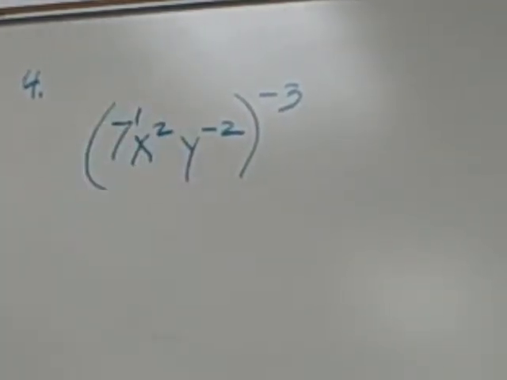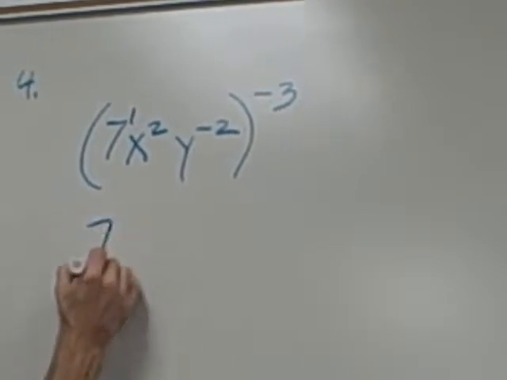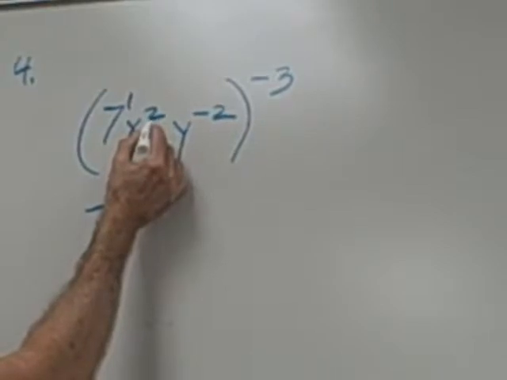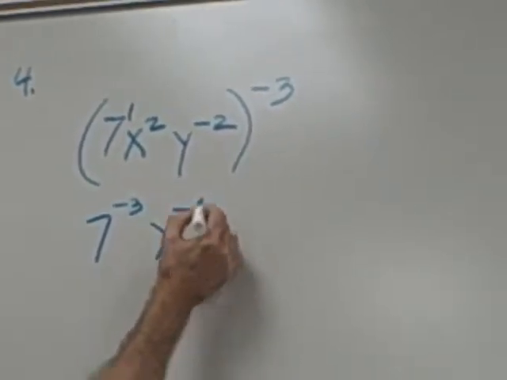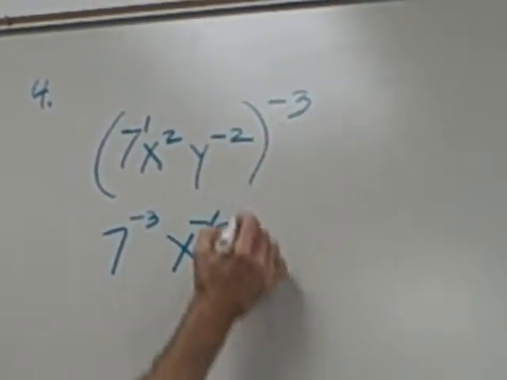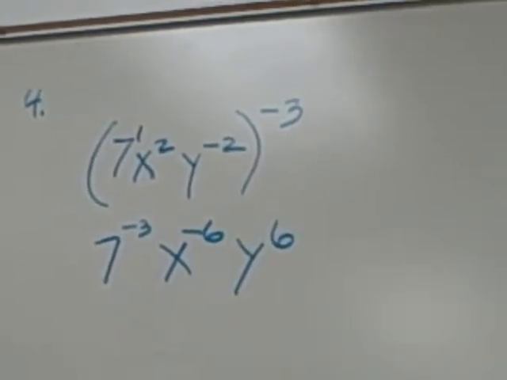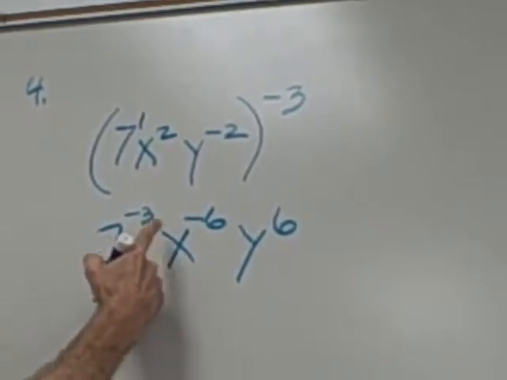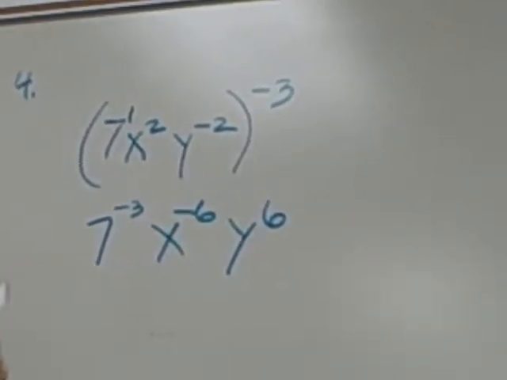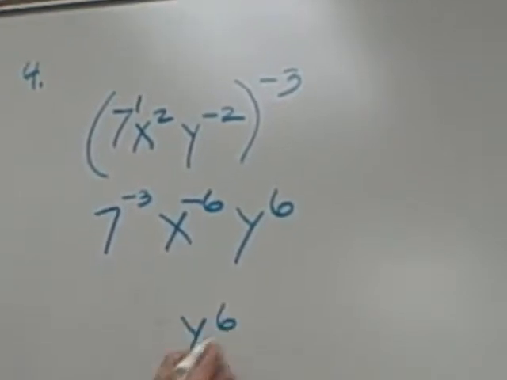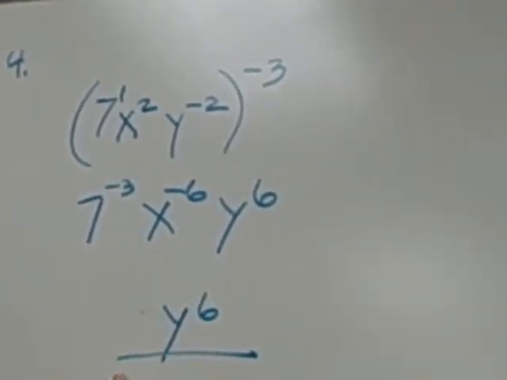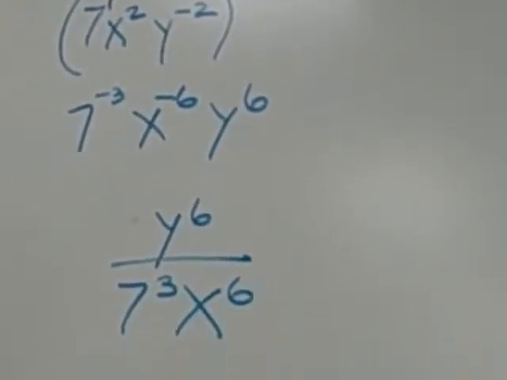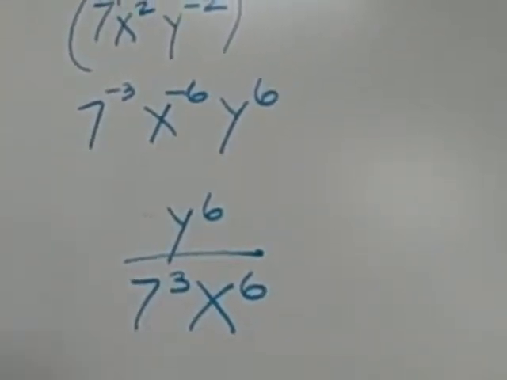So don't forget there's a 1 there, isn't there? So this is negative 3 times 1, negative 3 times positive 2, negative 3 times negative 2. Okay? And now does everyone know that a negative exponent means reciprocal? You know that? So the y to the 6 stays on top. And what do I write down here? 7 cubed x to the 6th, because your negative exponent means reciprocal.